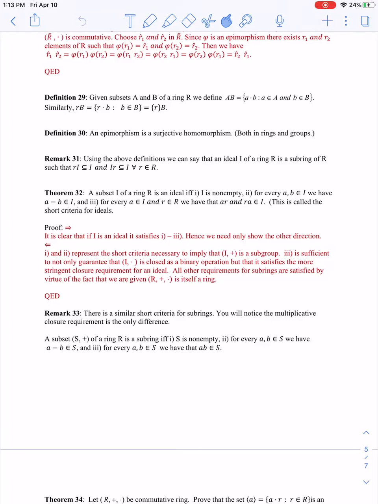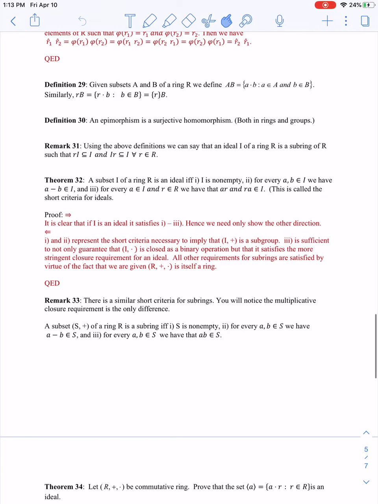Starting now with definition 29. This should be a definition that you've seen before. Given two sets, A and B, of a ring R, what does the set A times the set B mean? Well, the answer is it's common sense. Depends on how common your sense is. It's the set of things that look like what? Something in A times something in B.